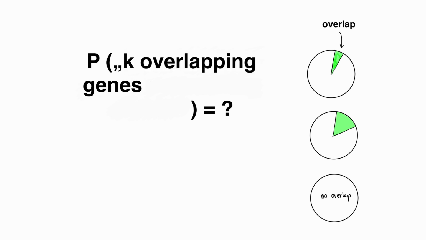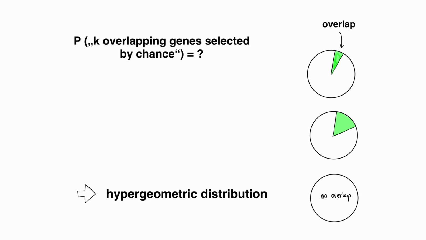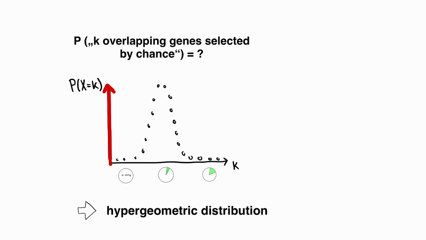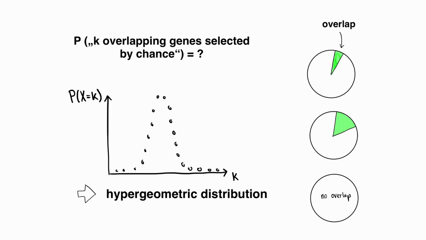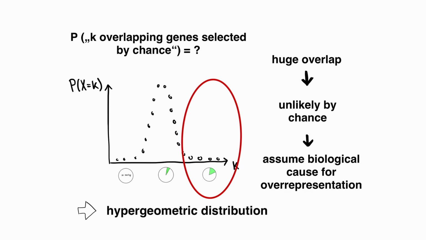What we are looking for is the probability of k overlapping genes selected by chance. A situation like this is described by a hypergeometric distribution. This distribution roughly looks like this. On the x-axis we see k, the amount of overlapping genes, and on the y-axis the probability that the amount of overlapping genes is exactly k. As we would expect, it is very unlikely to have almost no or extremely many overlapping genes. Thus, a huge overlap is very unlikely to just happen by chance, and we can assume a biological cause for overrepresentation. For example, if in our list of differentially expressed genes there are many genes that also appear in the cell death gene set, aka huge overlap, we can assume that in our sample, cell death is dysregulated.